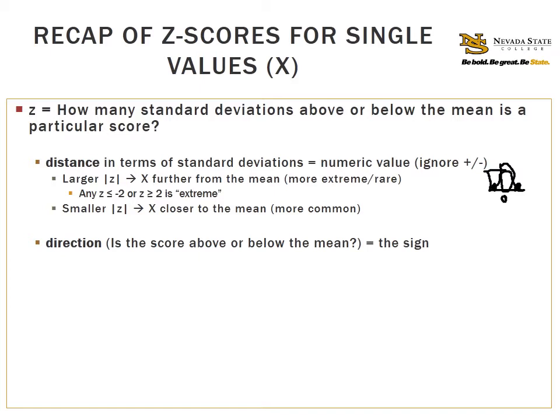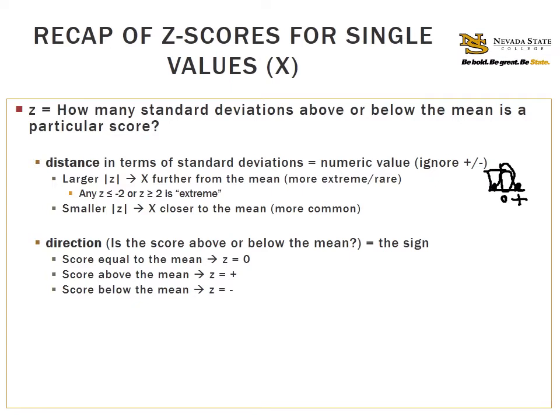Direction. So that's told to you by the sign. Now we're not ignoring positives and negatives anymore. We care about positives and negatives. And the direction tells you, is the score above or below the mean? If you have a score that's equal to the mean, then the z-score is 0, because then that score is 0 standard deviations away from the mean, because it's equal to the mean. If you have a score that's above the mean, over here, it's going to be a positive value. If you have a score that is below the mean, you're going to have a negative value, and those are to the left of the mean.